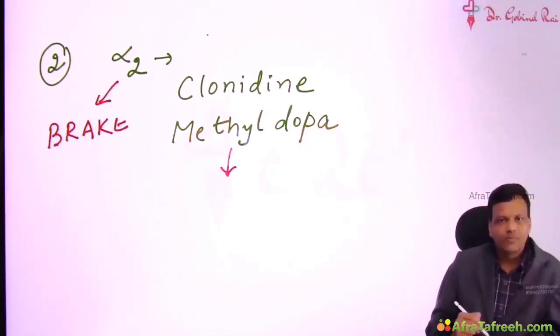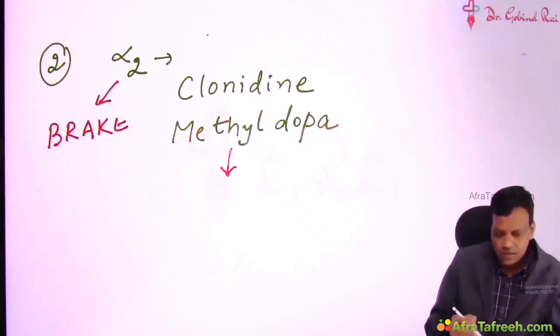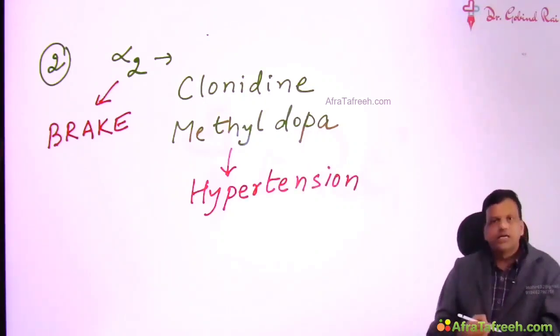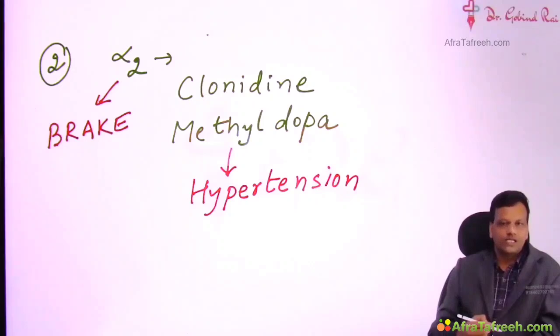So what will happen to blood pressure? The blood pressure will decrease. So these drugs are used to decrease blood pressure. That means they are used for treatment of hypertension. So clonidine and methyl-dopa are used for treatment of hypertension.